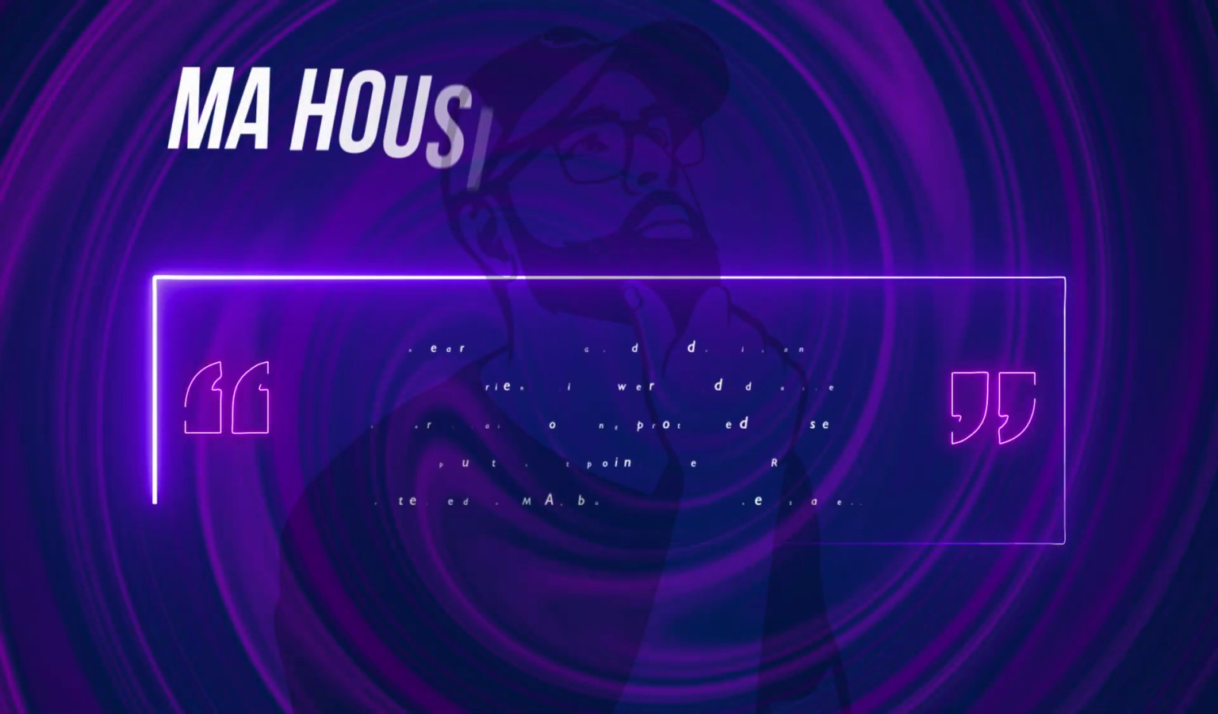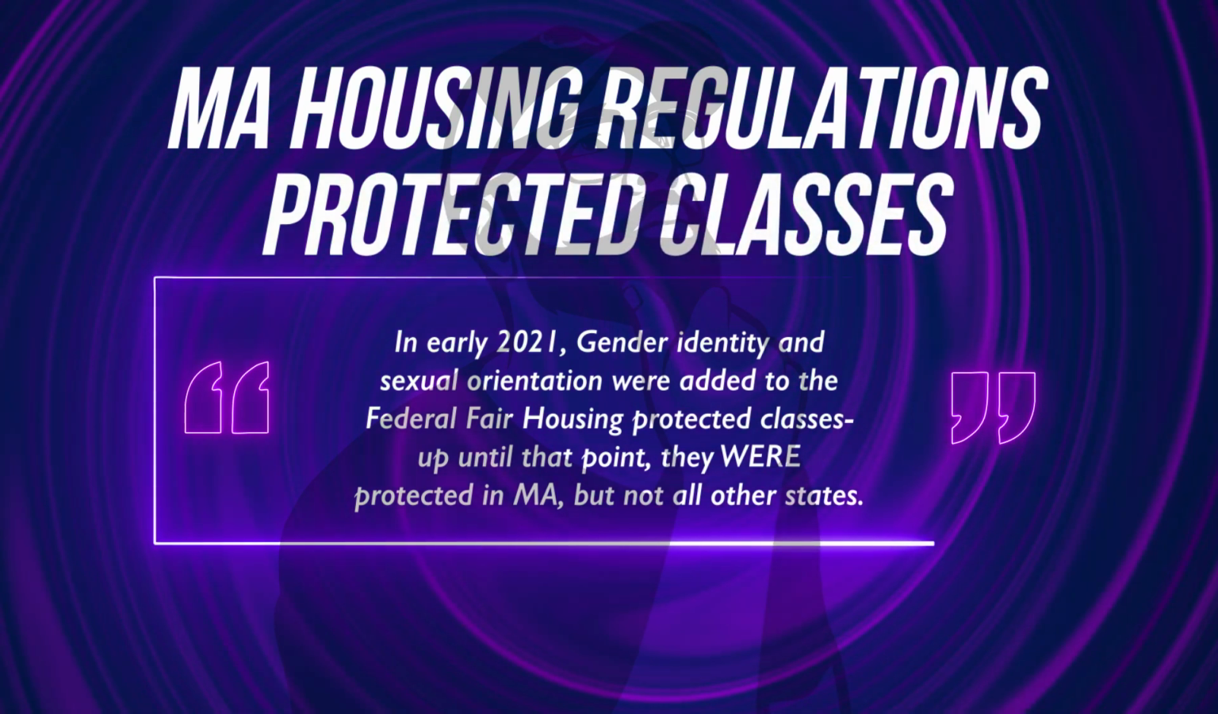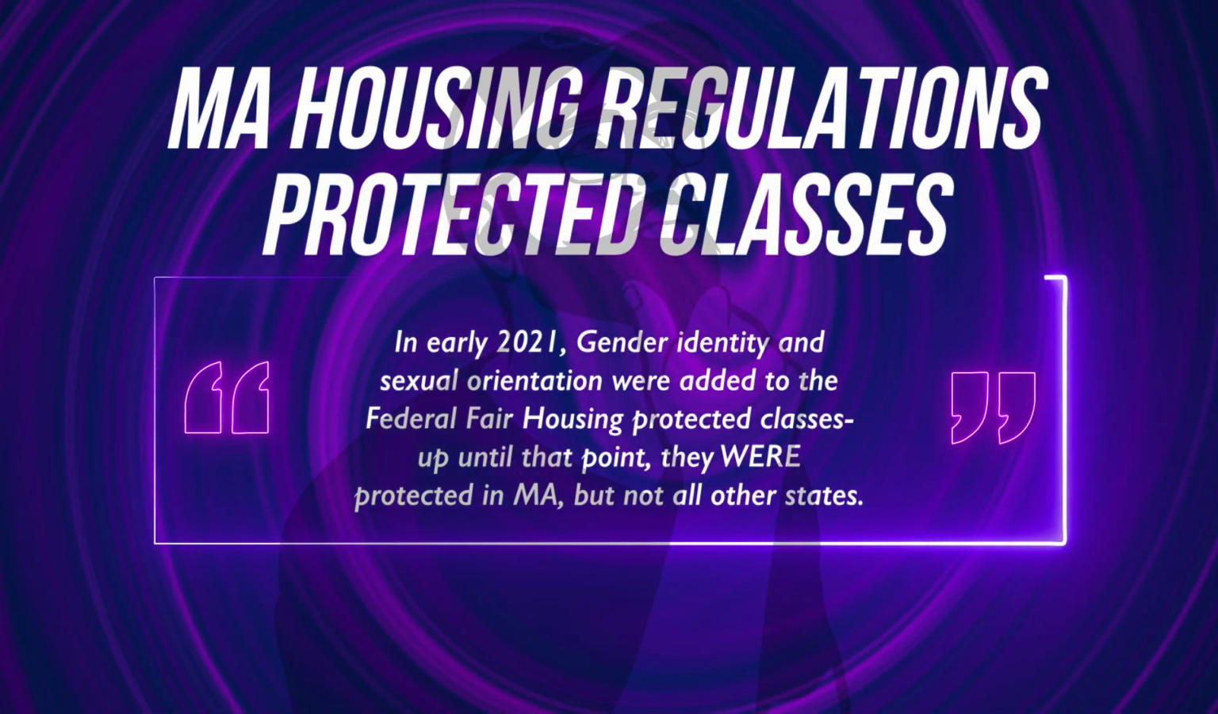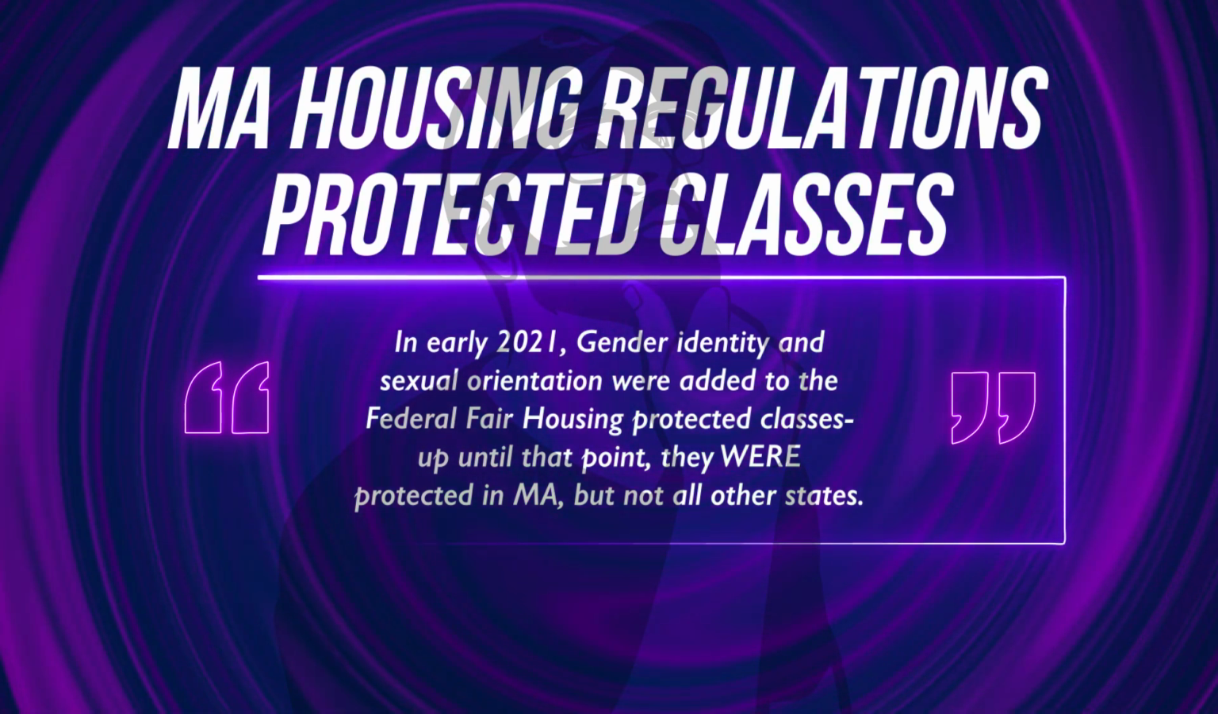Now, a note here on sex. In early 2021, gender identity and sexual orientation were added to the classification under sex in the Federal Fair Housing Act protected classes. Up until that point, they were protected in Massachusetts, but not all other states. You're going to start seeing that emerge on test questions, so we want to know that.